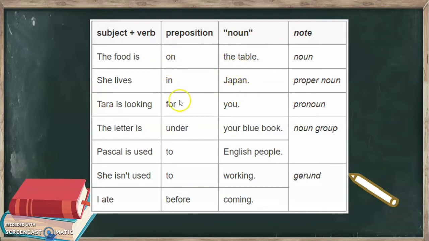In Japan, for you, under your blue book, to English people, to working. This is not a verb. This is a gerund. This acts as a noun after the ing is attached to the word work. It has a noun value. This is not a verb.